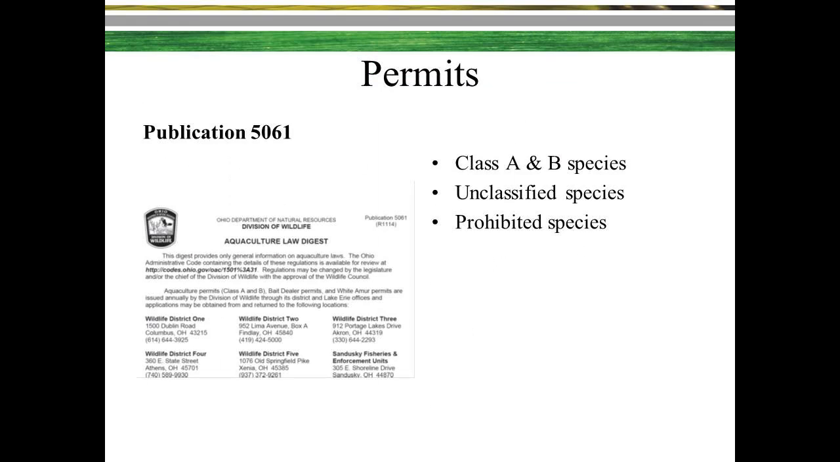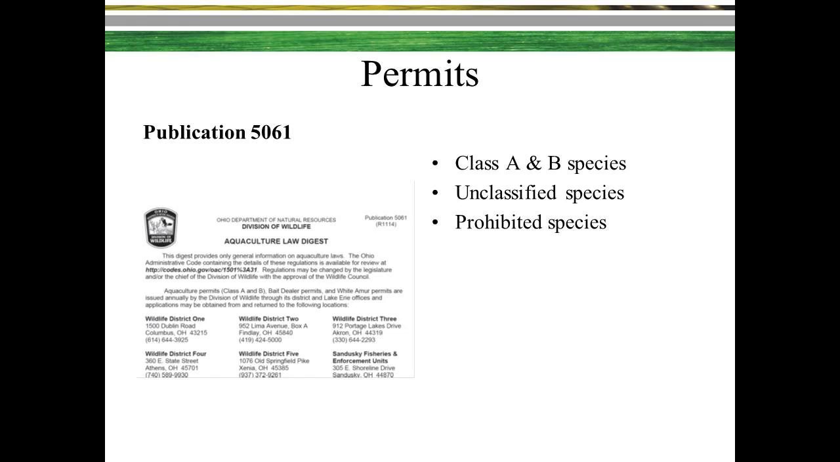In addition to that, there's publication 5061, if anyone loves to read publications and fact sheets. Again, that's on the Division of Wildlife website, and it goes over all the Class A and all the Class B species. There are also unclassified species. One example would be lake sturgeon. You have to have a letter from the chief to even have those. They don't hand those out. There has to be some justification. So it's not really an aquaculture species, but it's still listed as an unclassified species.